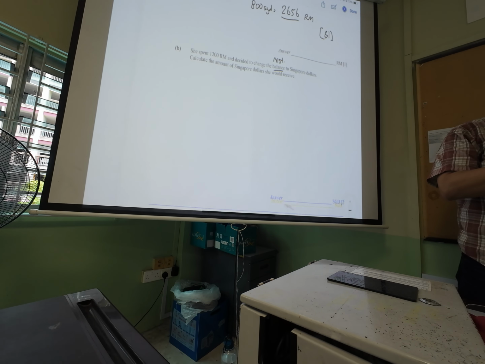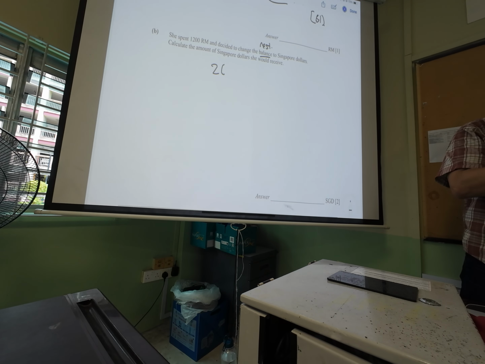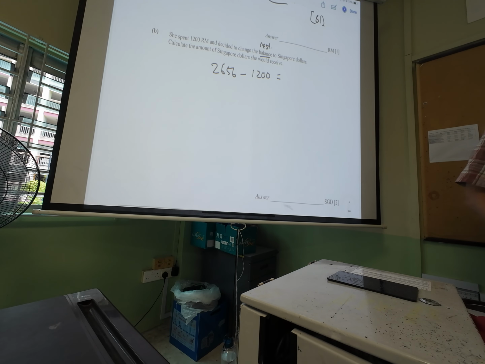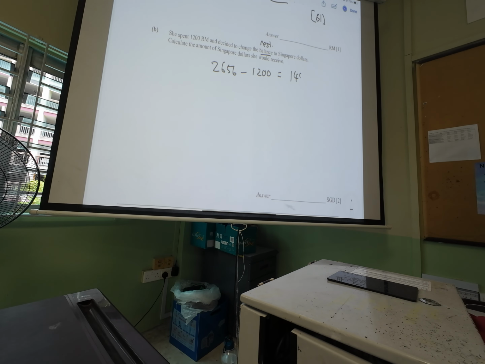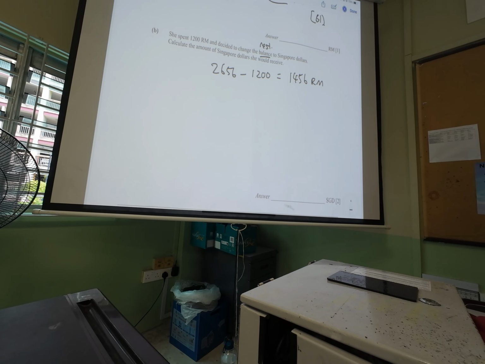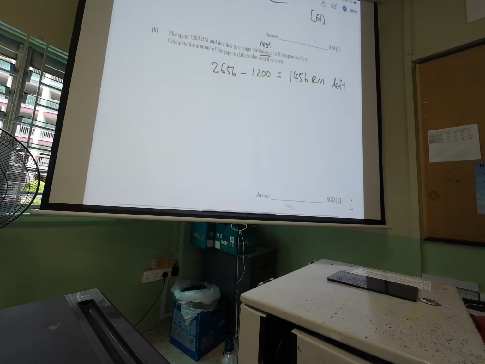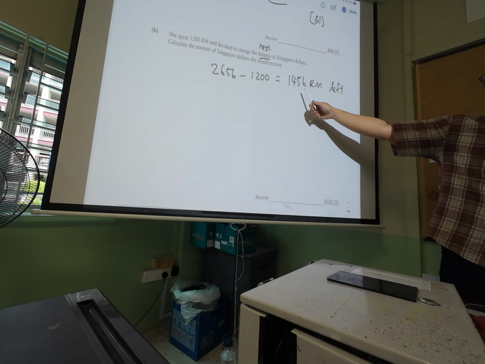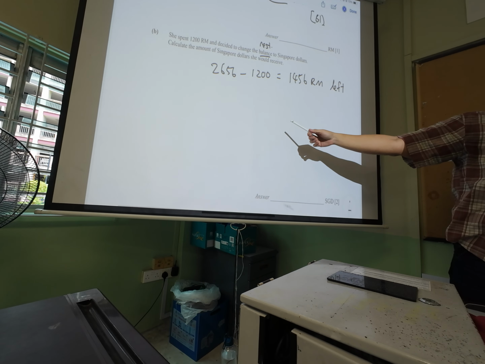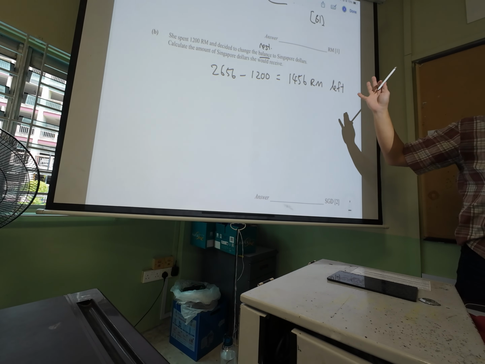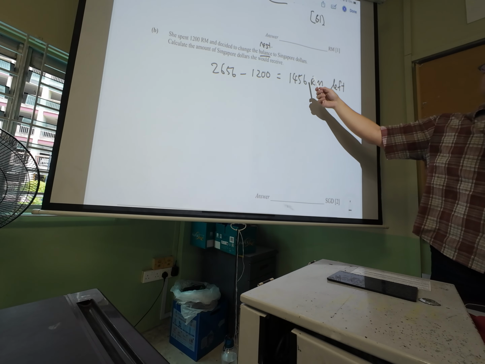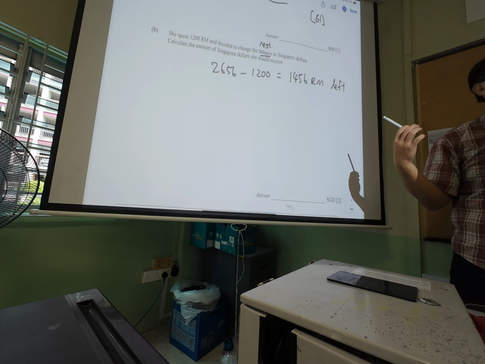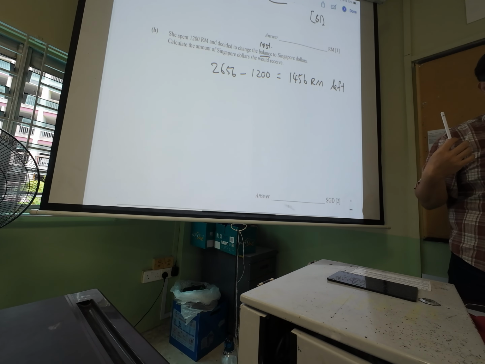So you must first find 2656 minus 1,200. So she is left with 1,456 RM after spending. After spending 1,200 ringgit, she is left with 1,456 ringgit. So you have to follow their story. Then this 1,456 is changed back to Singapore dollar when she comes back to Singapore.